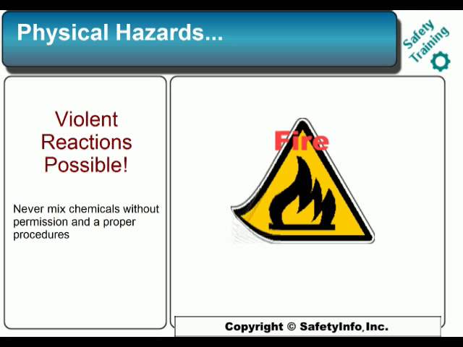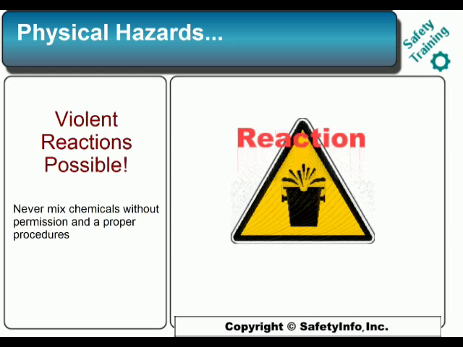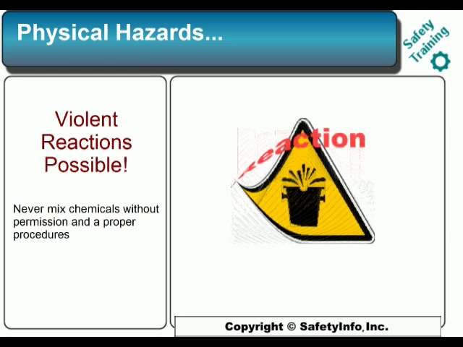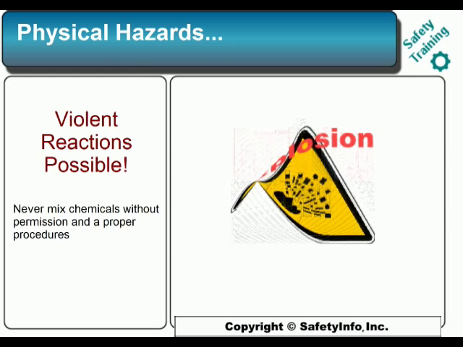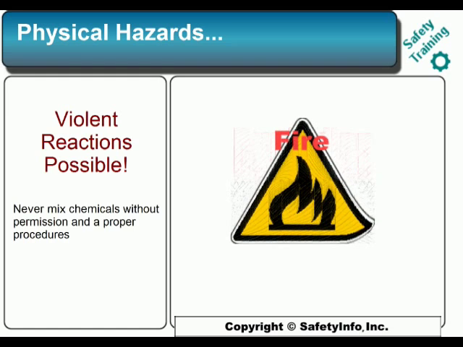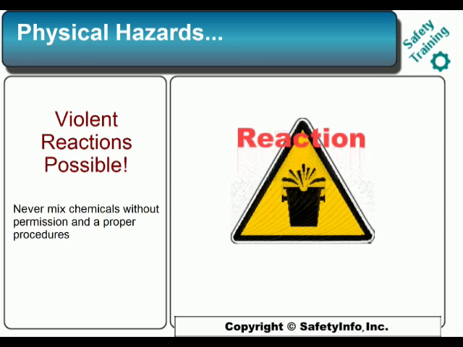Many chemicals can react violently when exposed to other substances, heat, shock, or moisture. Effects can include explosion, fire, or rapid chemical reactions that give off poison vapors. Ensure that any other chemical or substance with which the working chemical may react has been removed from the work area. Never mix chemicals unless you follow an approved procedure.